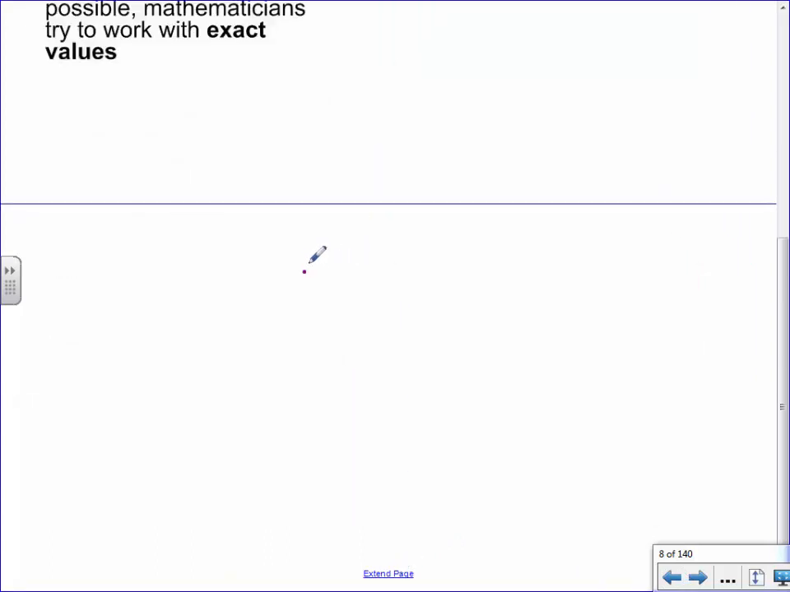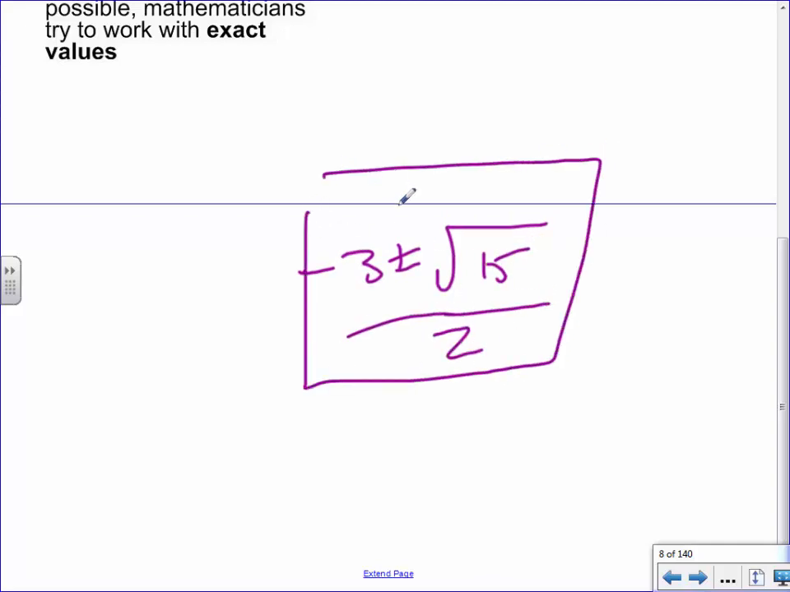For example, if I gave you the quadratic formula answer, negative 3 plus or minus root 15 over 2, I actually prefer for you guys to leave it at that. Does that make sense? Because that is not rounded. If you were to tell me that this is 3.09, I'm sure it's not, but let's say it's 3.09. As soon as you round, well, maybe it was 3.9452. Now we're losing digits.